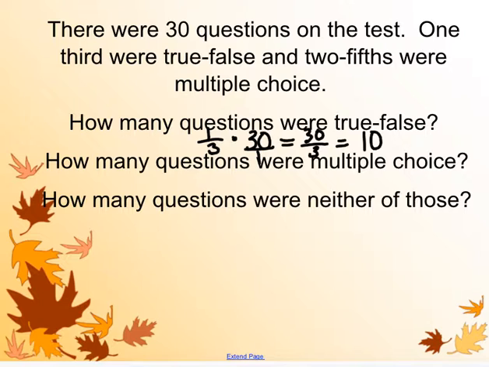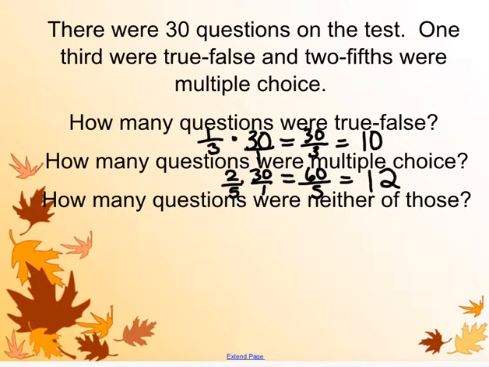Now, how about multiple choice? Same idea. We still have the original 30 questions. I'll put it over 1 right away. And we have 2/5 of them being multiple choice. Well, I can multiply across the top. I can multiply across the bottom. And we can see 60 divided by 5 is 12 questions will be multiple choice.